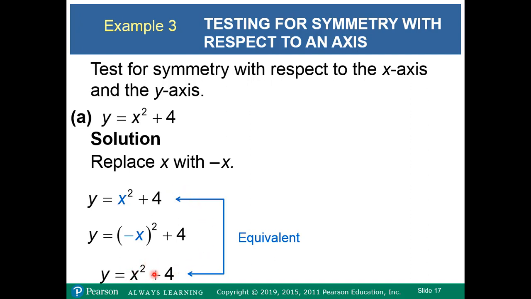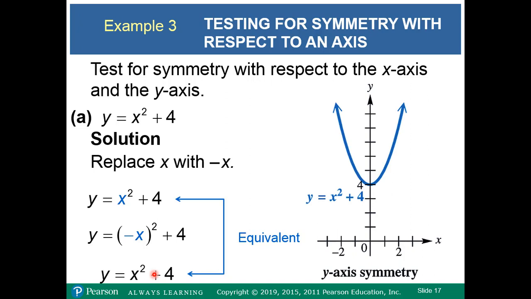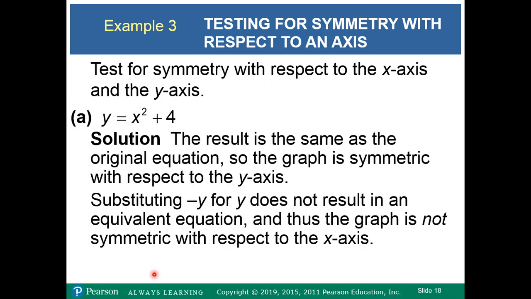So this is symmetric about the y-axis. Okay, so it has y-axis symmetry. The result is the same as the original equation, so the graph is symmetric with respect to the y-axis, just like we did.